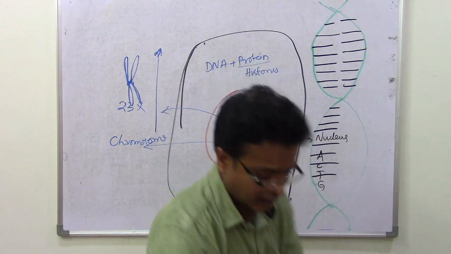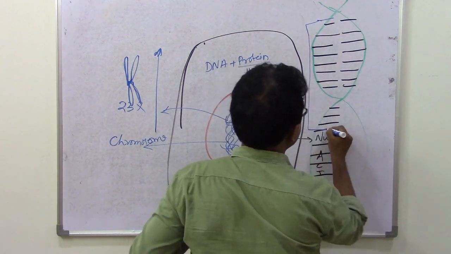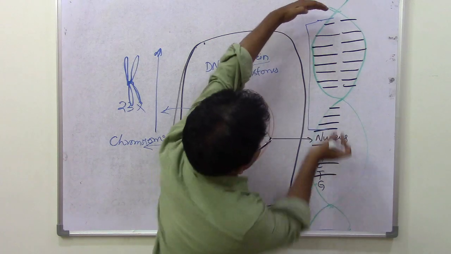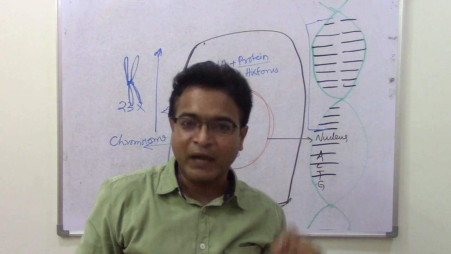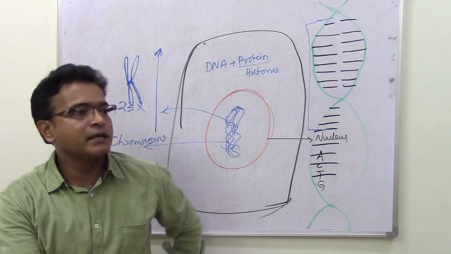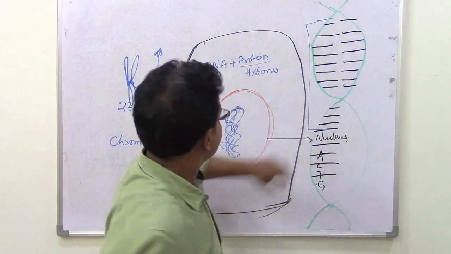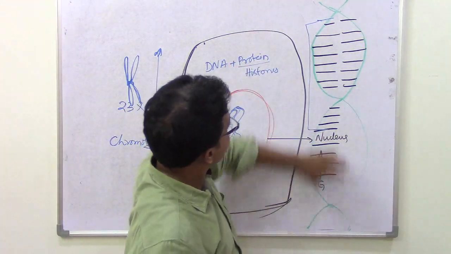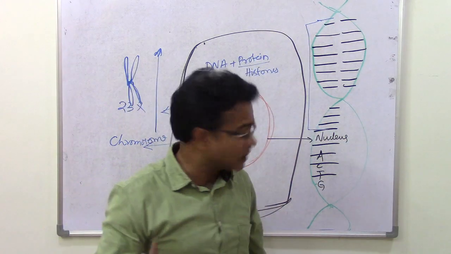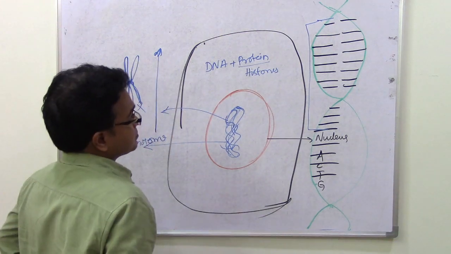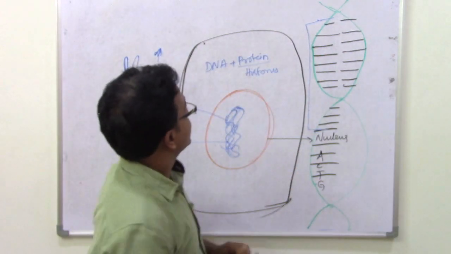Let's say from here to here. These base pairs, this particular length of DNA, if it is determining a particular trait or characteristic, or let's say producing a protein, then this is called a gene. So a gene is a part of a chromosome, of our DNA, of a certain length, coding for a particular protein or a trait.